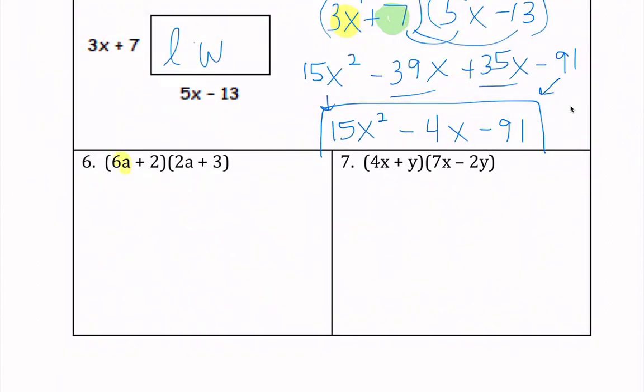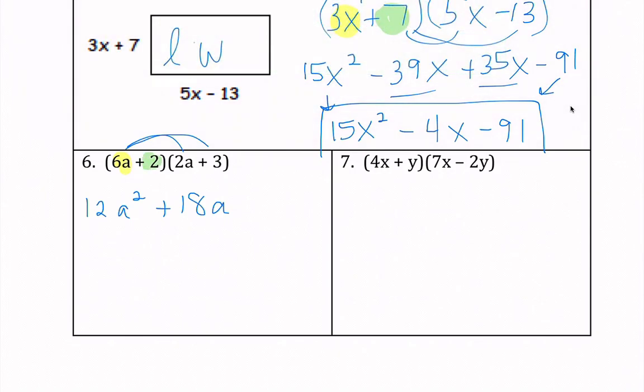Okay, so I'm going to start with my 6a and multiply by 2a. That's going to give me 12a squared, because the a times a. Then I take my 6a and I multiply by 3. That's going to give me a positive 18a.